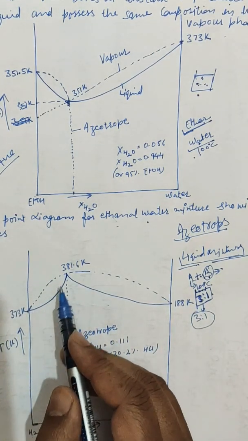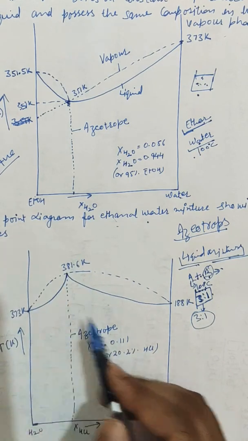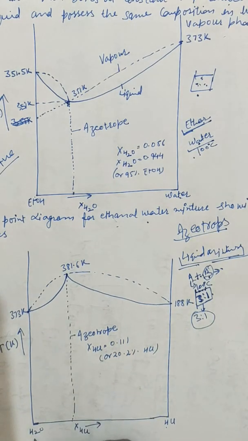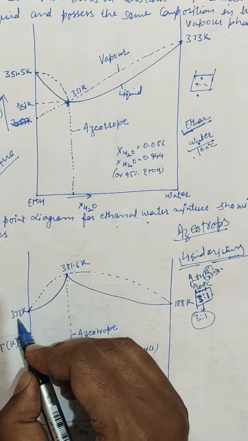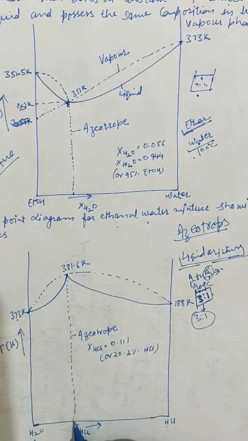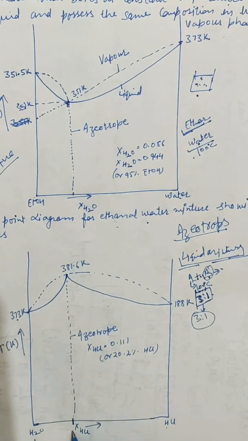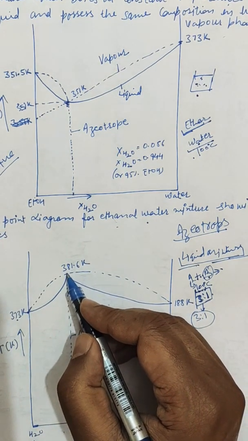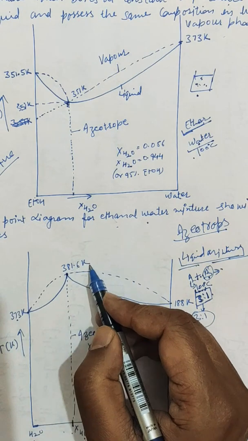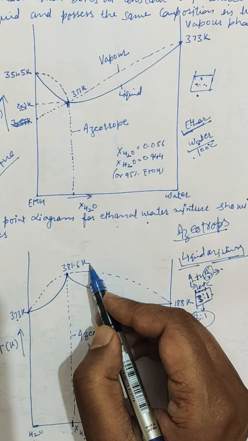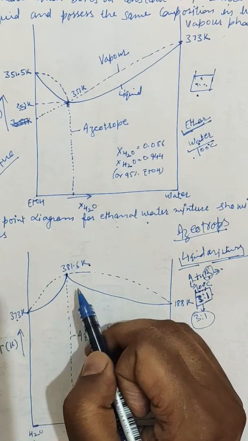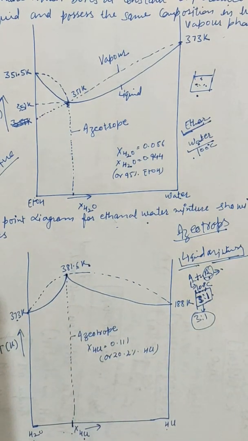The boiling point of the solution is higher than the pure components. The boiling point of HCl is 188 Kelvin and the boiling point of water is 373 Kelvin, and their mixture at this particular composition, where the mole fractions of HCl and water are fixed, has a boiling point of 381.6 Kelvin, and they have low vapor pressure, so they show a maximum in this boiling point curve.